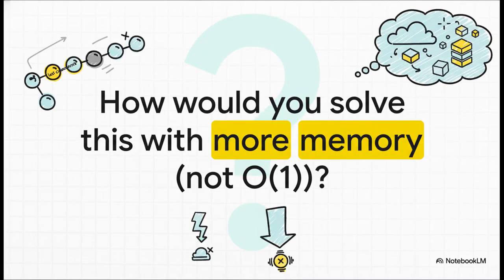And that brings me to one last thing for you to chew on. Our solution was all about being extremely memory efficient, right? O of 1 space. But what if you didn't have that restriction? What if you were allowed to use more memory? How would that change your approach to solving this? It's a classic trade-off in programming, and definitely something worth thinking about.